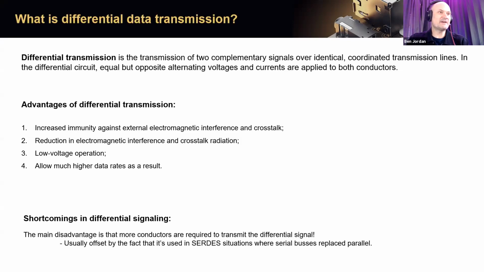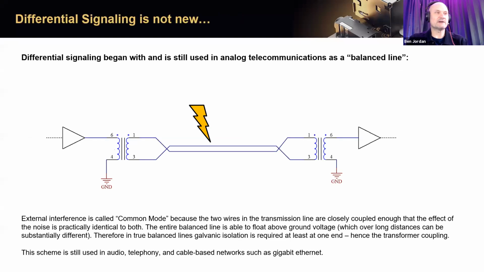So the main disadvantage, of course, is that we have more conductors for the same number of bits. If we want to send 8 bits differential, we need 16 transmission lines plus the return ground. So it can increase the amount of routing. On the flip side of that, though, usually because differential buses go so fast, they're typically serial buses. And as a result, we're using fewer signals. So it works both ways.